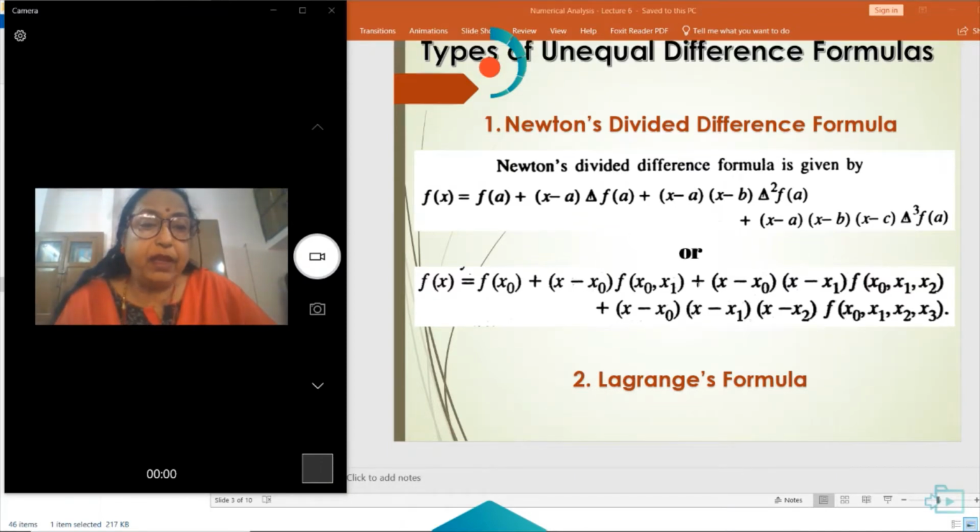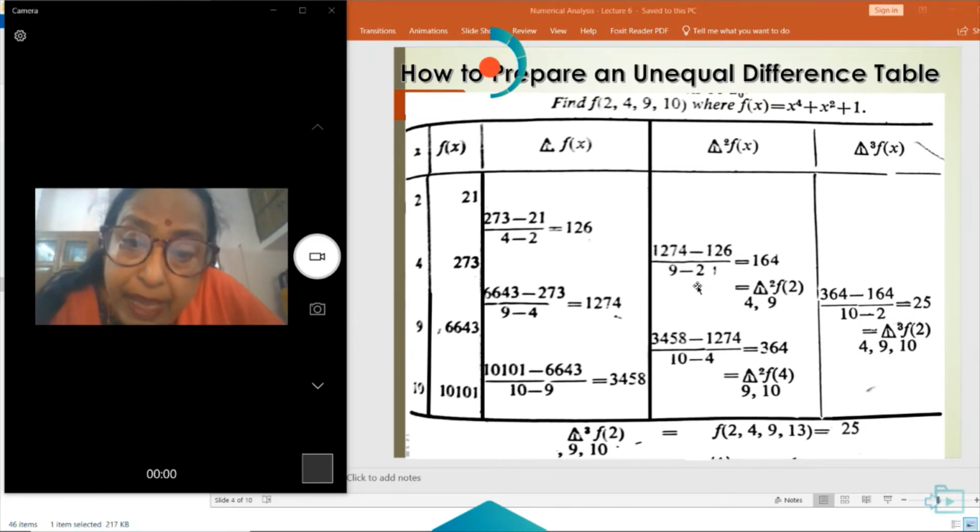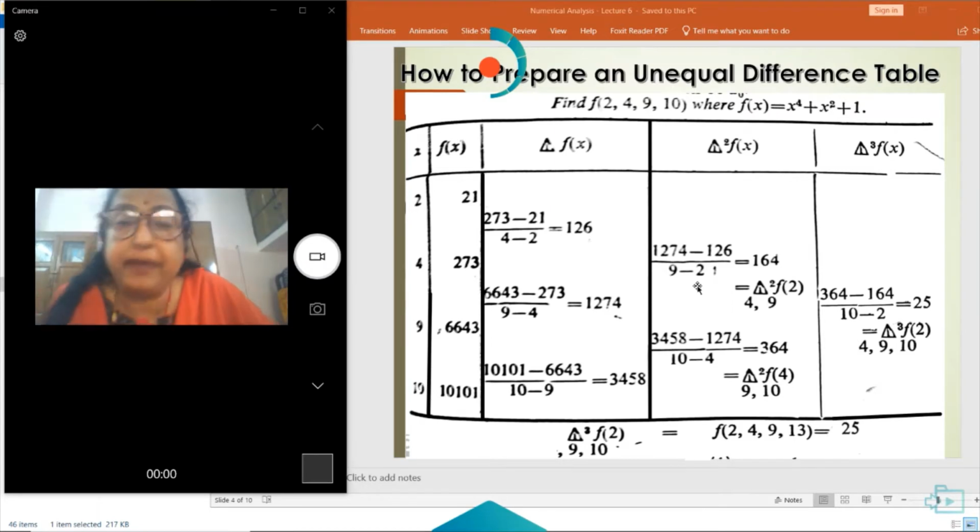Now we see how we prepare a divided difference table, which is different from the equal interval formula. Suppose x's are 2, 4, 9 and 10 and fx's are given on your screen. So here we can see that x's are not equally spaced. So here, in the first column, we see how to prepare the divided difference.